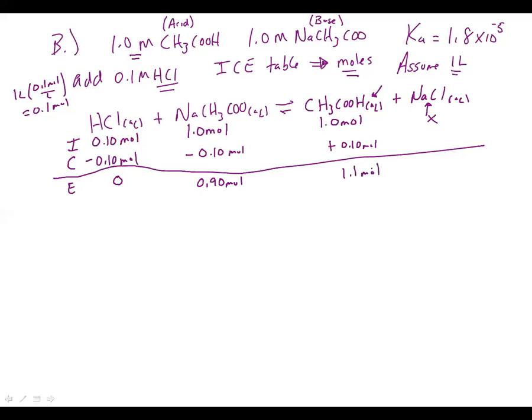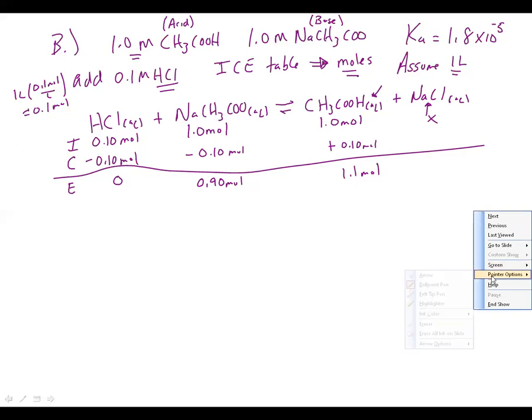Any questions on the ICE table here? So a little bit different. We actually do know the change that's going to occur. So we actually do use the number, and we want to make sure that we do this table in moles. Any questions on that, where any numbers came from or anything?